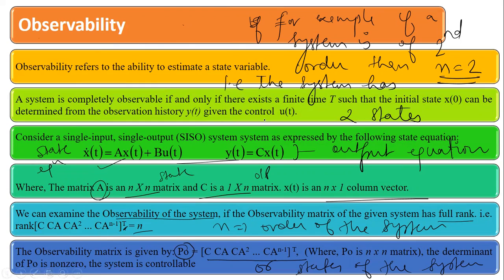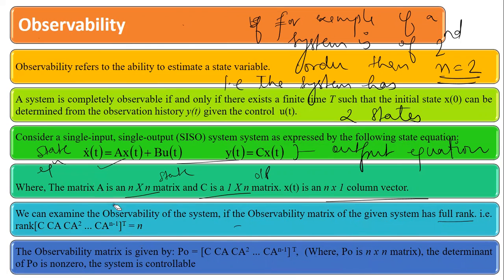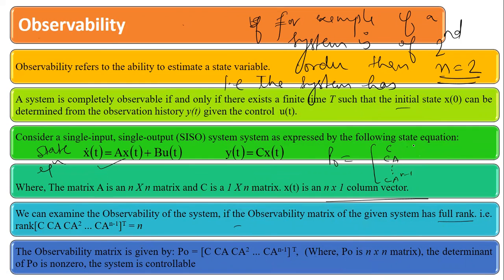The observability matrix is given by C, CA, CA squared, ..., CA to the n minus 1, transpose. So it is something like this. We can write the observability matrix as P naught equal to C, CA, ..., CA to the n minus 1. Its rank should be full, n. How will you find out whether rank is full? If the determinant of this matrix is not equal to 0, then P naught has full rank.